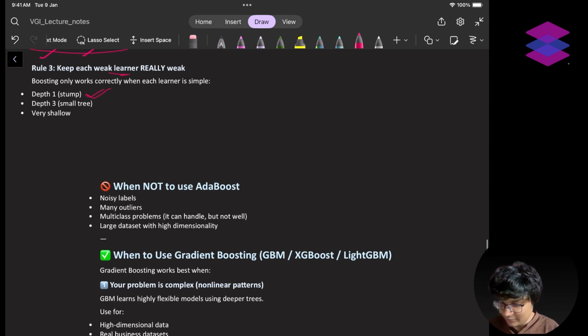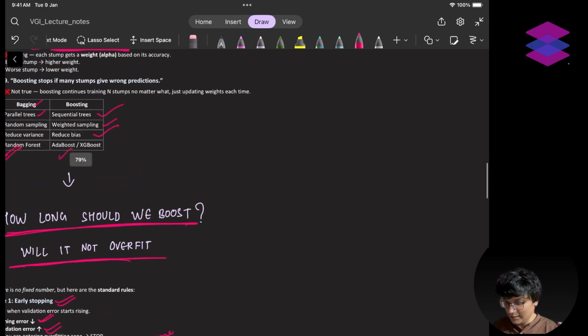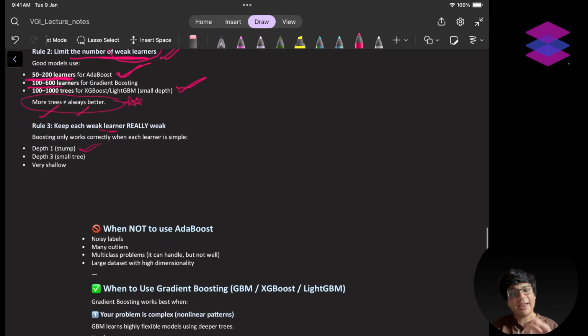A weak learner means that the depth of the tree is small. For now, consider that I am using the boosting algorithm for a decision tree. You can actually use the boosting algorithm for other purposes as well, right?